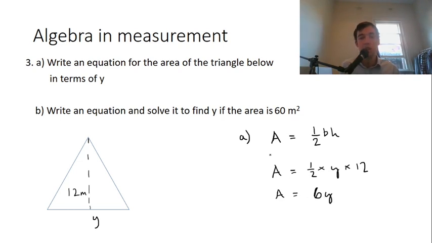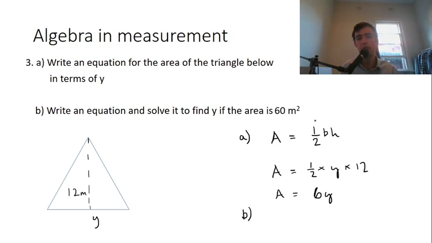Now, have we got an equation for the area in terms of y? For the area means the area is on the left-hand side, so that's good. In terms of y means y is on the right-hand side somewhere with everything else. So that's fantastic. We've got the right answer for part A.